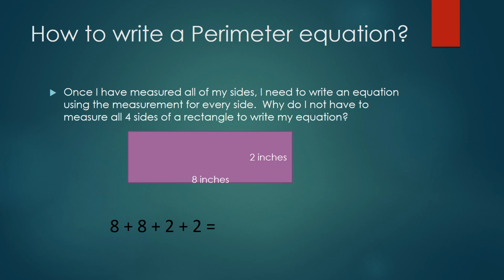So my equation here would be the measurement for each of the 4 sides, since there are 4 sides on a rectangle. 8 plus 8 plus 2 plus 2 equals, then we have to solve for our answer.